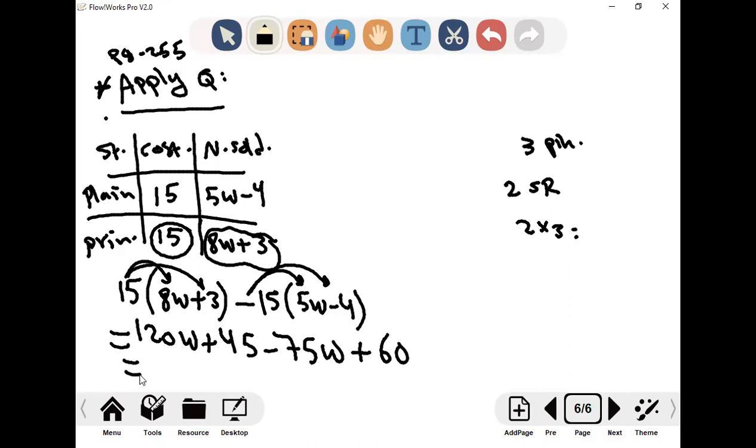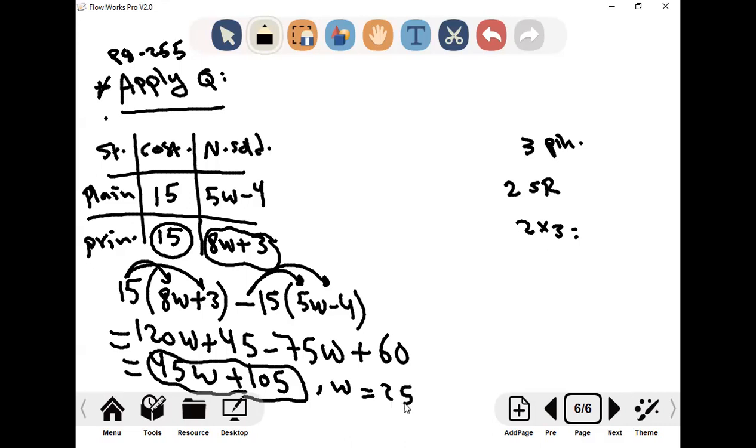This is equal to 120W minus 75W, which is 45W. Now 45 plus 60 is 105. Now this is how much more the printed than what? The plain. But the question gives me the W: after 25 weeks means W is how much?